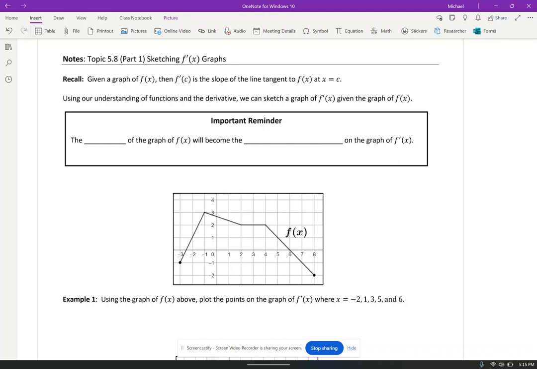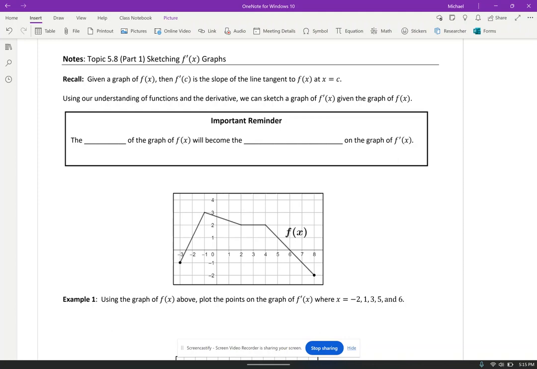Welcome to video number one of topic 5.8. I'm going to combine 5.8 and 5.9 into one cluster because it takes what we've learned about the first and the second derivative and their relationship to the graphs of a function, and it asks us to make connections between the graphs of the original function and the first derivative function and the second derivative function, right?